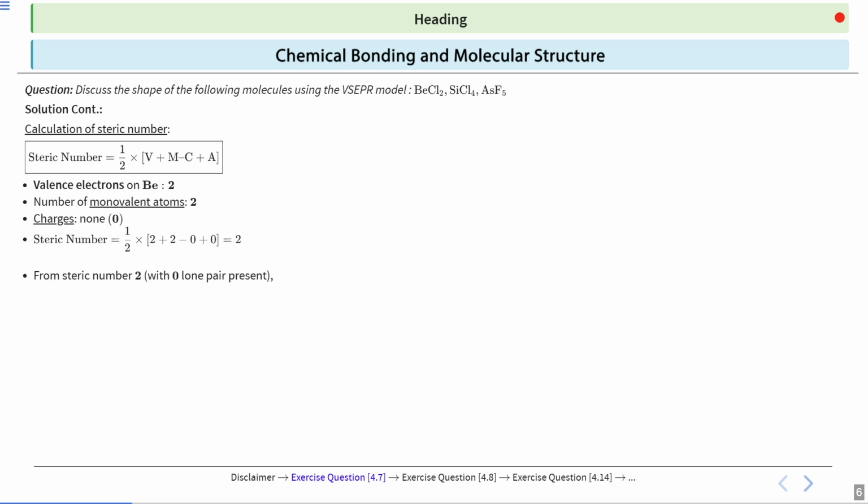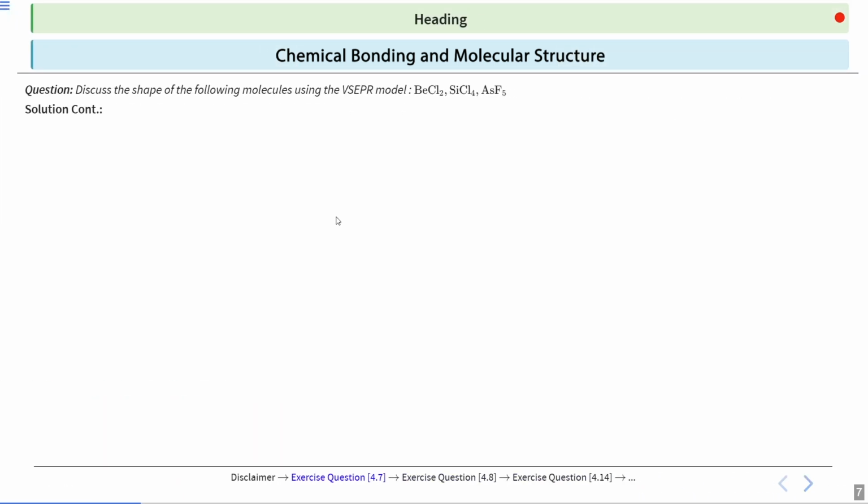There is only one shape which is possible for the steric number 2, given that there are no lone pairs on the central atom, and that shape is linear. So we can finally draw the structure of BeCl2 as linear shaped. Okay, I hope you got it. Again, there can be one more question here: what is the bond angle in case of BeCl2? It's very simple to determine. Now moving on to the next molecule, which is SiCl4.